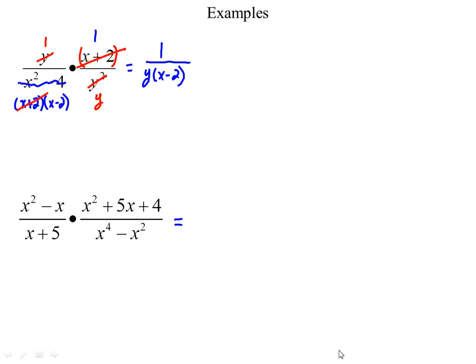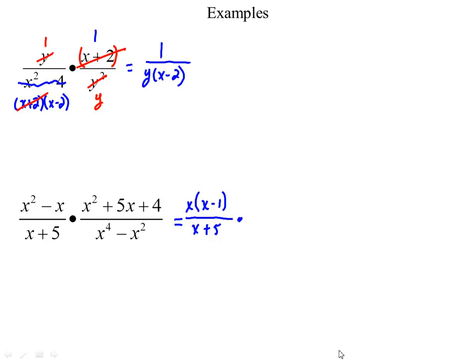Right here. What do you see? X squared minus X. Right, so how will it factor? There's an x in common, so we're going to take that out, and you're going to have x minus 1. Okay, let's go to the bottom. X plus 5, will that factor? X plus 5? No, so we're just going to bring that over.